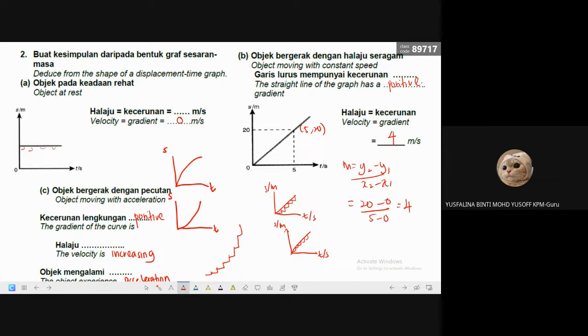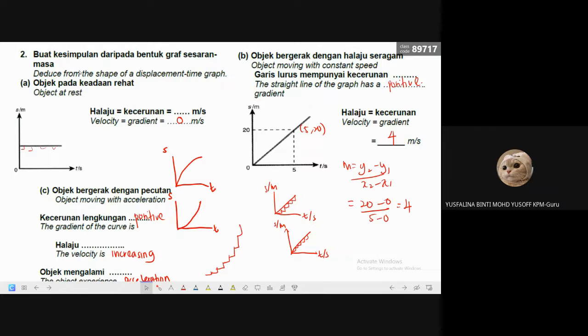If you cannot draw the triangle, it means the gradient is 0. And you already know the gradient of the displacement against time graph is equal to velocity. So if the gradient is 0, the velocity must also be 0. So what does it mean? It means the object is not moving, the object is at rest, like this one.